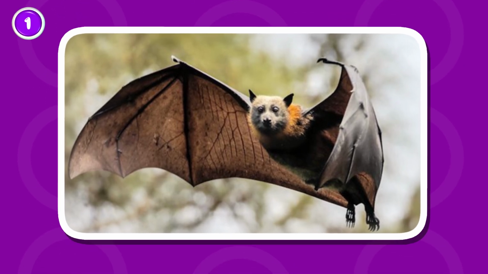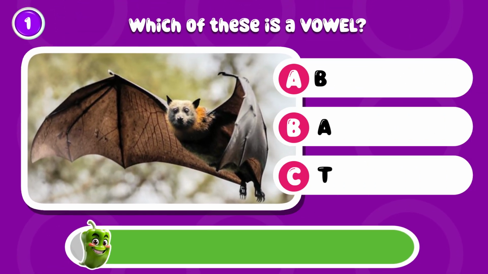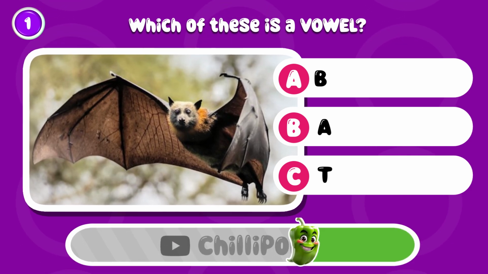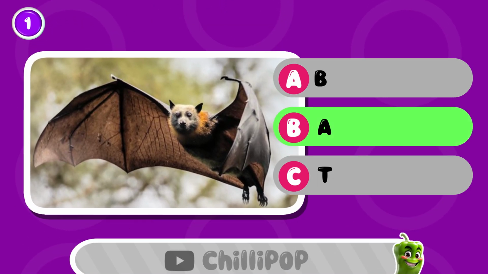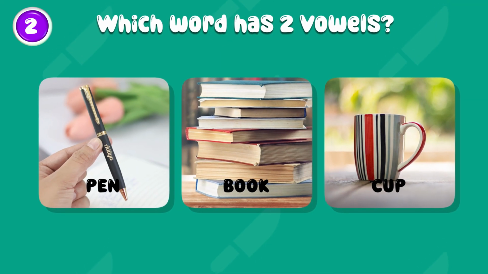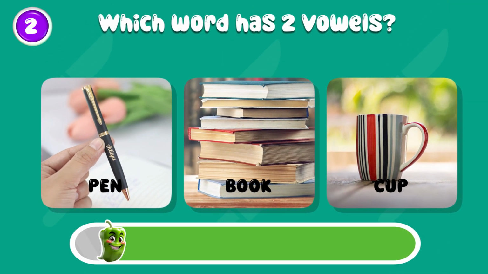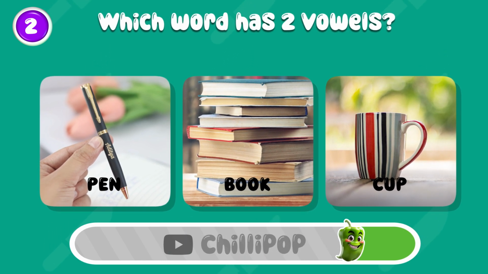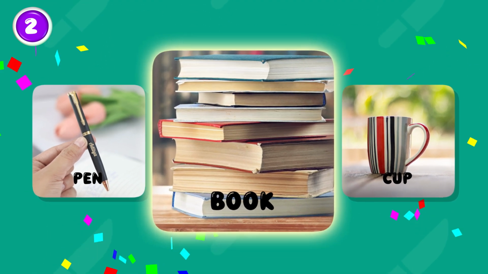Which of these is a vowel? B, A, T. A. Which word has two vowels? Pen, book, cup. Book.